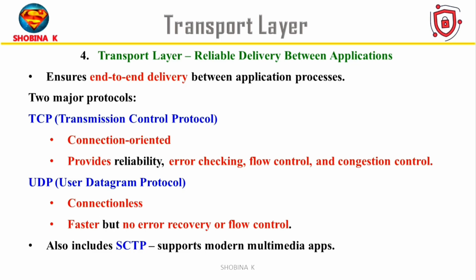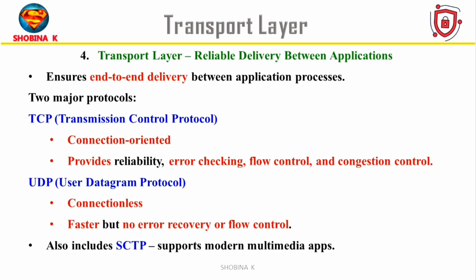And then there is a newer protocol called SCTP, Stream Control Transmission Protocol. It combines some features from both TCP and UDP. This protocol is designed to support multimedia applications like video calls, voice calls over the internet, and other real-time multimedia apps.